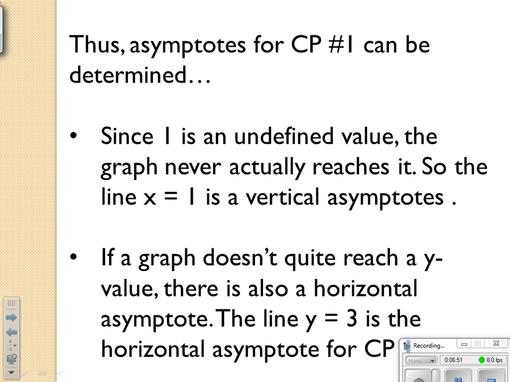So asymptotes for that checkpoint number 1 can then be determined. Since 1 was an undefined value that our graph never crossed, never quite reached, the line x equals 1 is considered a vertical asymptote. Like we saw from our picture, our y value also doesn't quite ever touch 3. So the line y equals 3 is going to end up being a horizontal asymptote. And again, just hang tight for a bit more and I'll show you how we can calculate that y equals 3 line also.